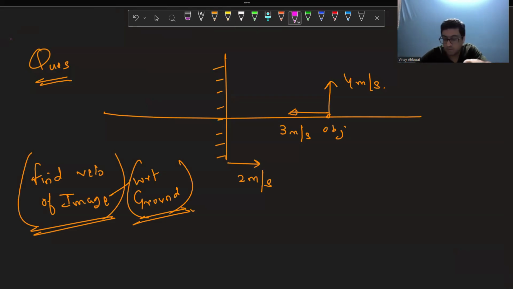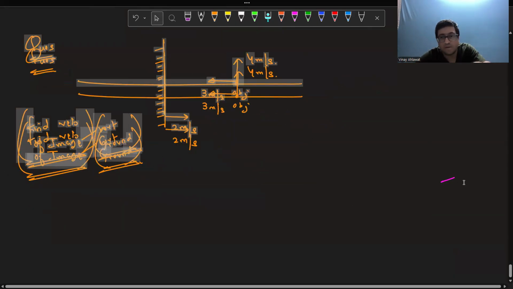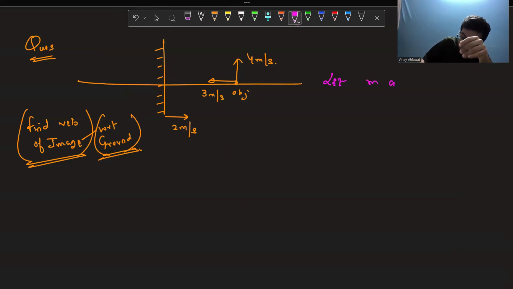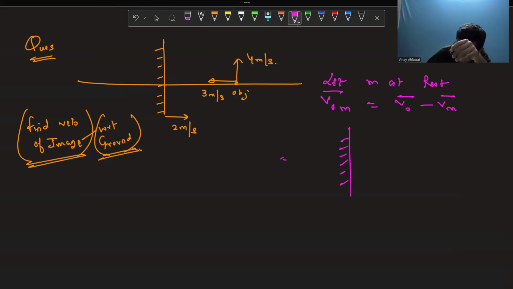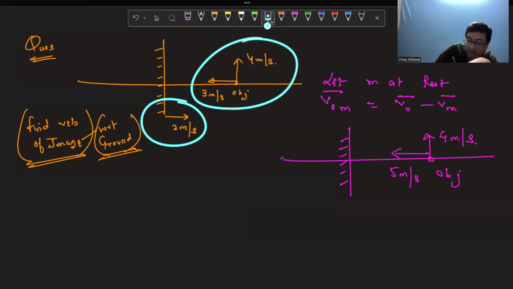Let us zoom this out. I need some real estate to work on. First step would be, let the mirror be at rest. So you need velocity of object with respect to mirror. That is velocity of object minus velocity of mirror, vector. So you draw the diagram. This is mirror, this is object. Velocity of object minus velocity of mirror. So this will be 5 meter per second, and this would still be 4 meter per second. Basically, you need to subtract this vector from this vector. Am I right or not?